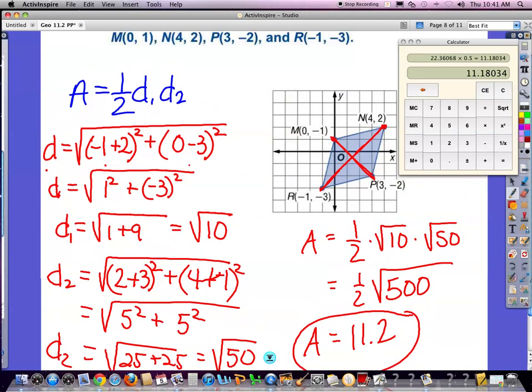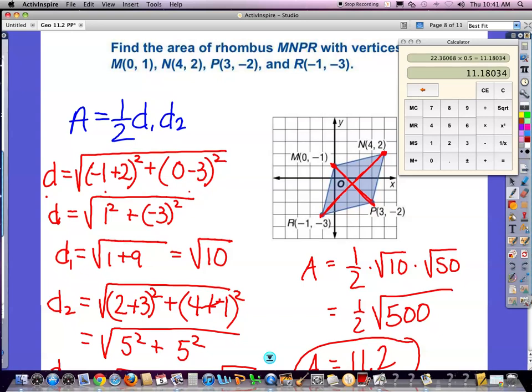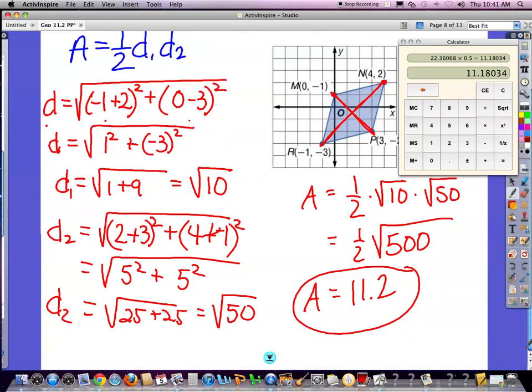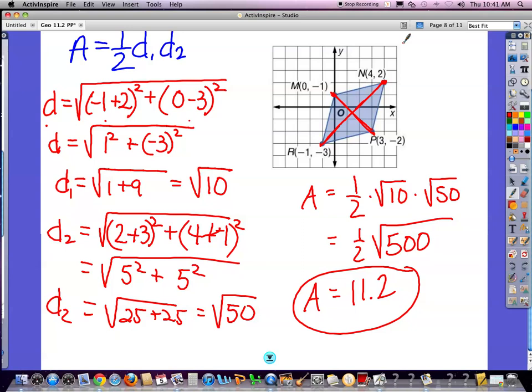I don't think it says what decimal point to give it out or anything. It just says find the area. Okay, moving on.